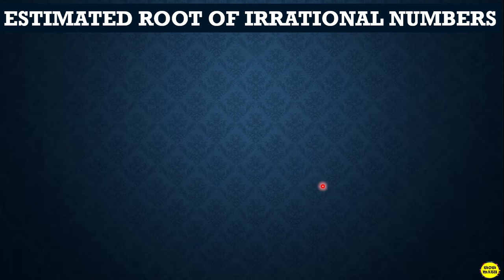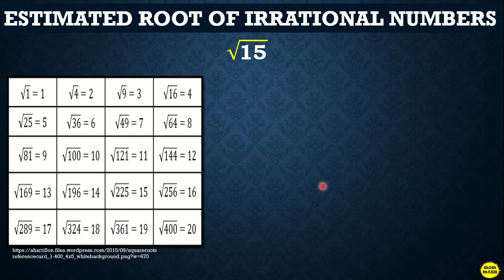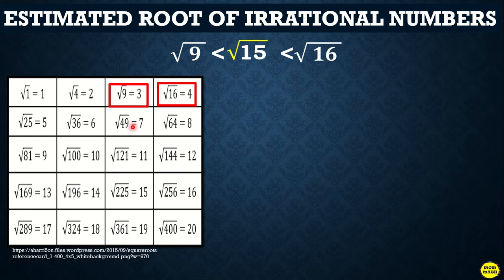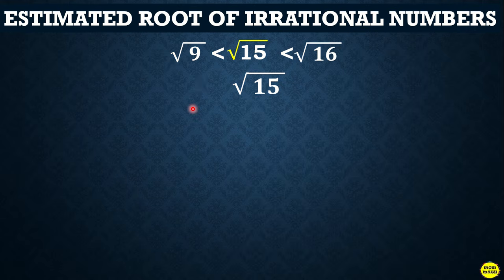Let's have another example. So, let us find the estimated root of 15. So, we will get the square root of 15. So, again, saang perfect square siya? Pagitan. So, nasa gitna siya ni square root of 9 and square root of 16. So, kukunin natin si square root of 9 and square root of 16. Now, we will be getting the square root of 9 and square root of 16, which is 3 and 4. So, yun ang gagamitin natin.